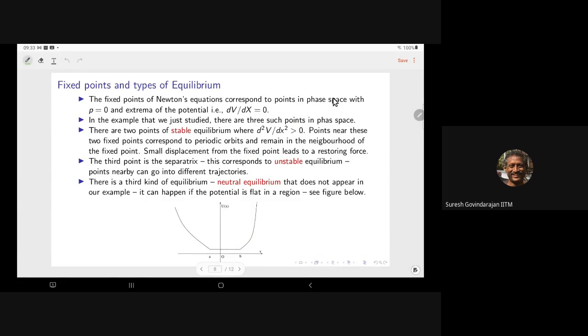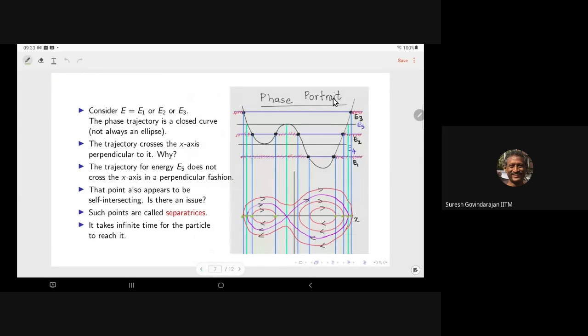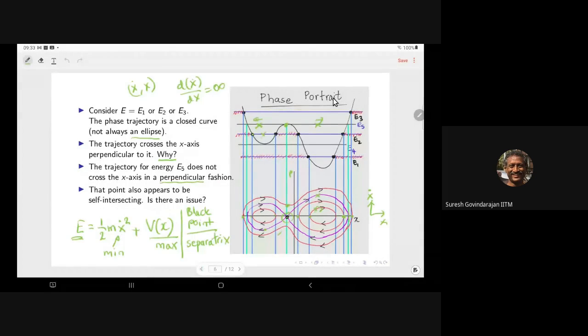Okay, so now again we will look at fixed points, and types of equilibrium. This we saw last time itself. The fixed points of Newton's equations correspond to points in phase space with p equal to 0 and the extrema of the potential, dV/dx equal to 0, and exactly our separatrix was one such point. So in the dynamical systems language, this black point is a fixed point.